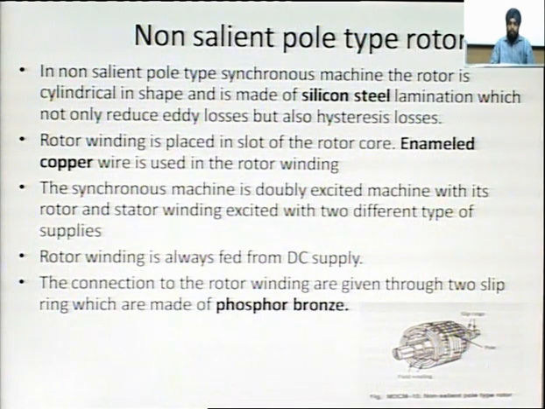The synchronous machine is a doubly excited machine, with its rotor and stator winding excited with two different types of supply. Rotor winding is always fed from a DC supply. The connections to the rotor winding are given through two slip rings, which are made of phosphorus bronze.